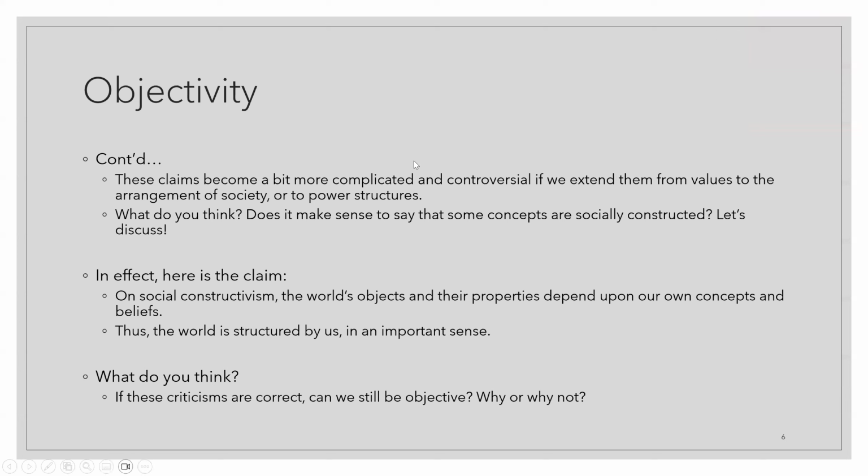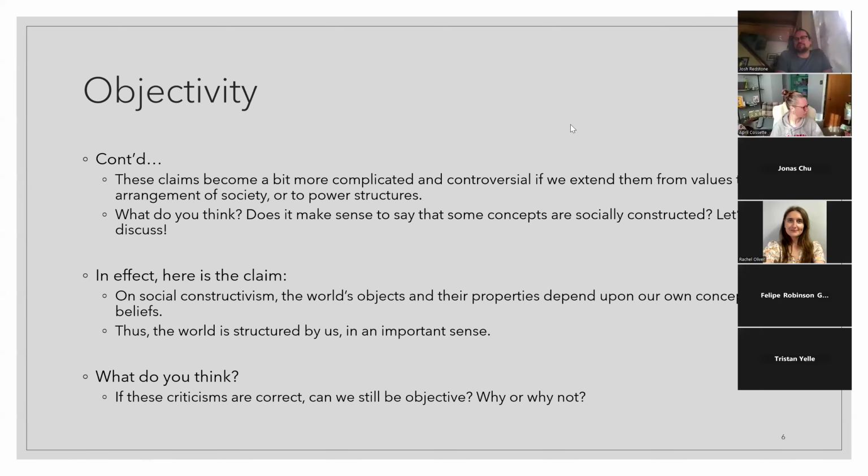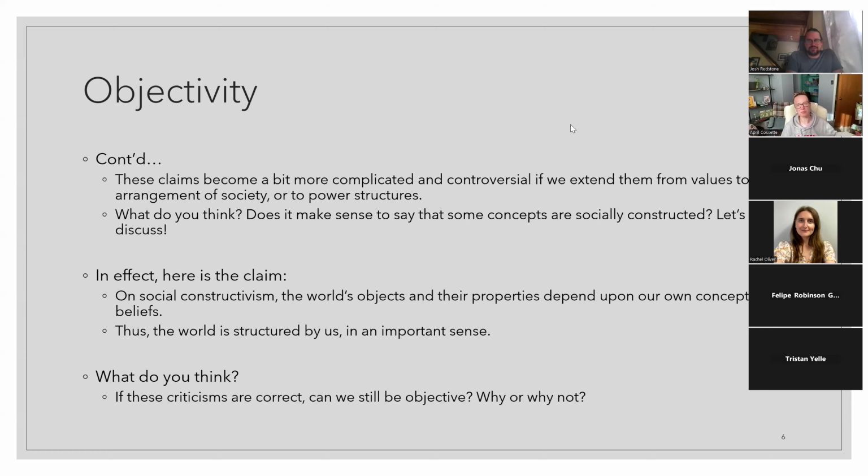And some of the claims of the feminist epistemologists get a little more radical, perhaps a bit more controversial when they are extended to the arrangement of society or to the power structures within society. We're not going to talk about this too much, but this is really what radical feminism is about. Radical feminism, more, for lack of a better term, good old fashioned feminism. Not that it's that simple, okay?